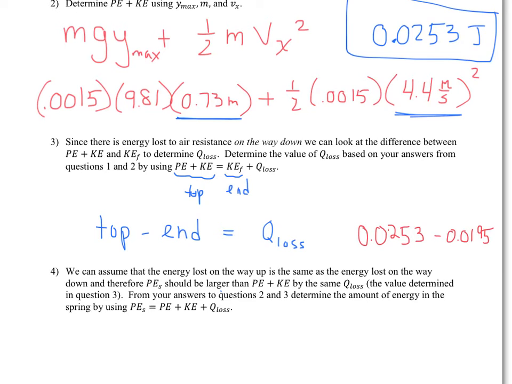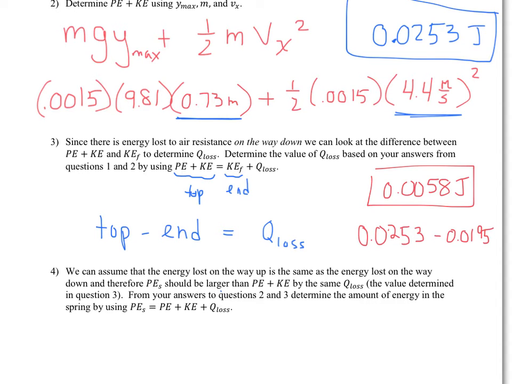So when I do 0.0253 minus 0.0195, or whatever numbers you had, what do you end up getting? I left my calculator in the next room. What do you end up getting for this? 0.0058. Yeah, that looks good. So what is this quantity? This quantity is the difference between the energy at the top and the energy at the end of the problem. And it loses energy on the way down. So therefore, this is really Q loss.